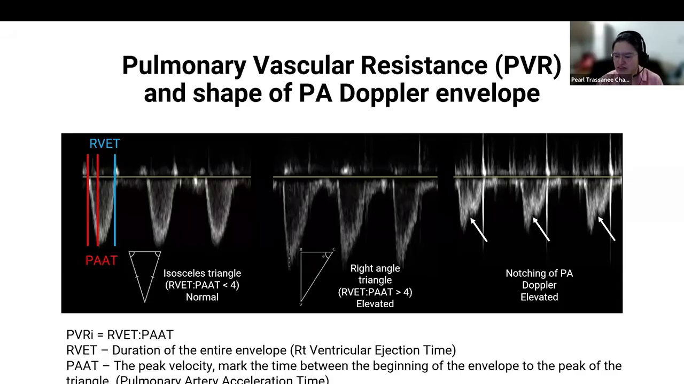Physiologically, this occurs because reflected pressure waves from the pulmonary vascular bed return earlier when resistance is elevated. The right ventricle therefore faces a higher afterload earlier in systole, changing the flow profile that we record with the Doppler. One of the strengths of pulmonary artery Doppler assessment is that it provides information about resistance rather than pressure alone.